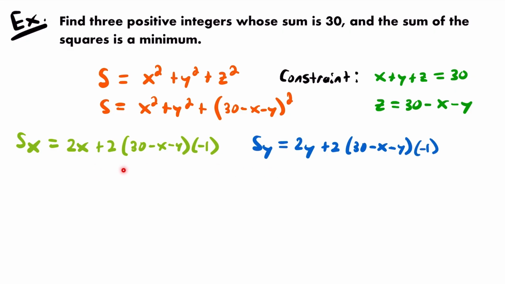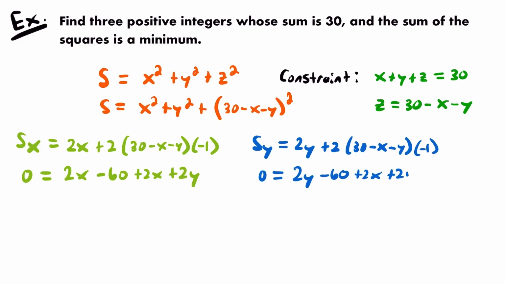Okay, so now we have the first partial derivatives of our function s. Now what we want to do is set them equal to 0 and solve. So let's do that. We'll have 0 is equal to 2x, and then I'm going to simplify this. You would have negative 1 times 2, which is negative 2, and then distribute that through this quantity and you'll get negative 60 plus 2x plus 2y. And then for sy, you'll have 0 is equal to 2y, and then multiply negative 2 through this quantity as well. So you'll get minus 60 plus 2x plus 2y.